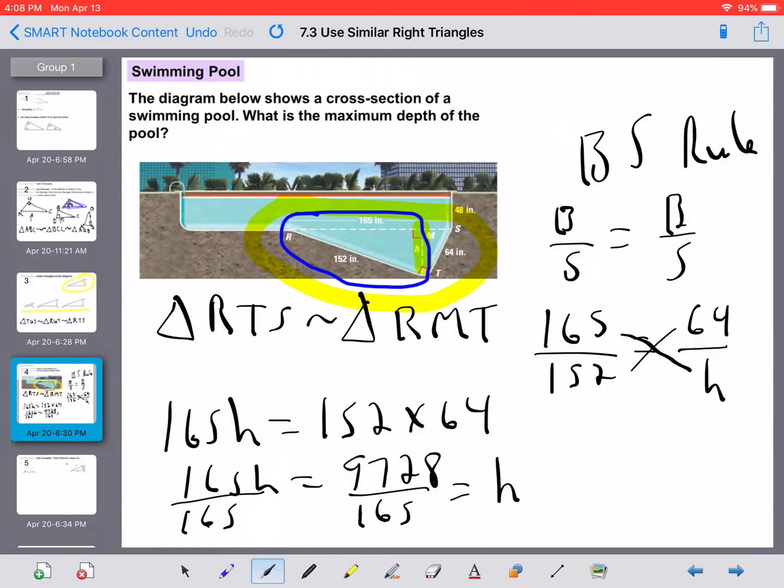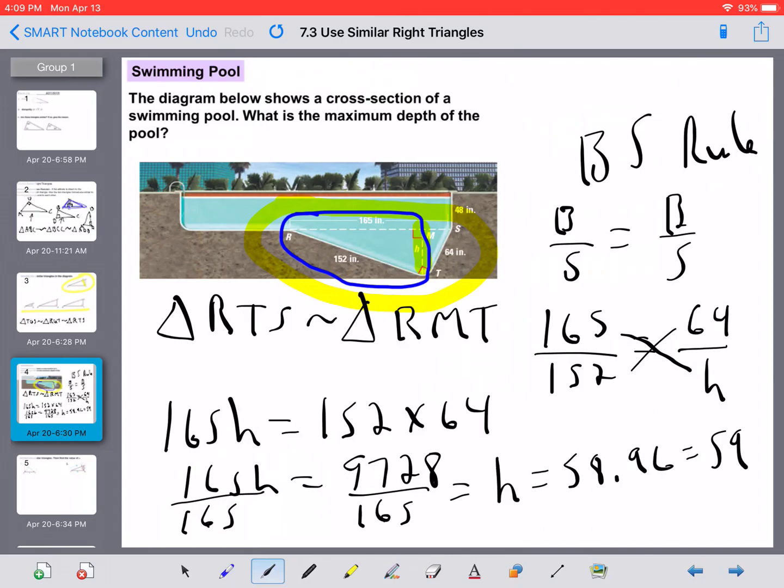Then to solve for h, I'll divide both sides by 165. 9,728 divided by 165 equals 58.96, which I'm going to round to 59 inches. So that's the height of the altitude.